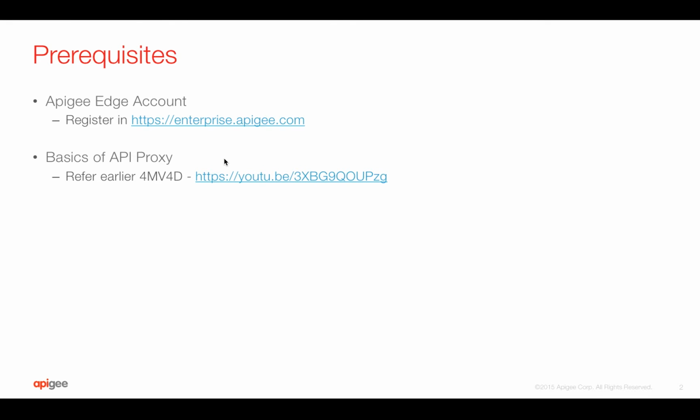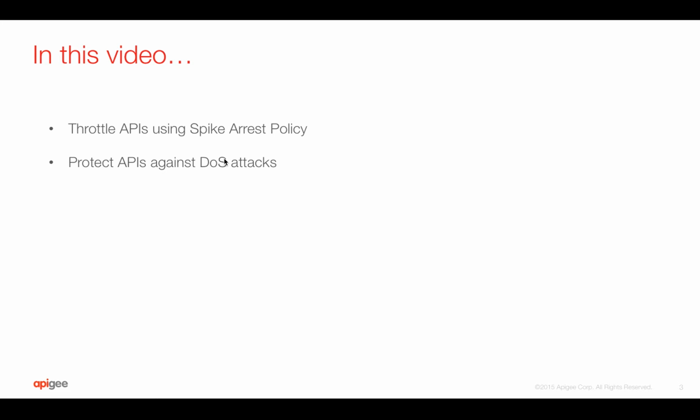Prerequisites for this video: you need an Apigee Edge account. You can register at enterprise.apigee.com. You need basics of API proxy. For that, you can refer to earlier 4-Minute Videos. In this video, we're going to see how to throttle API requests using Spike Arrest Policy and protect your target servers against denial of service attacks.